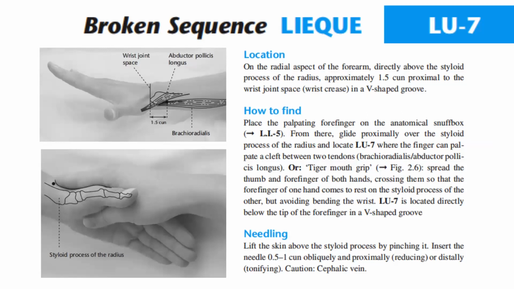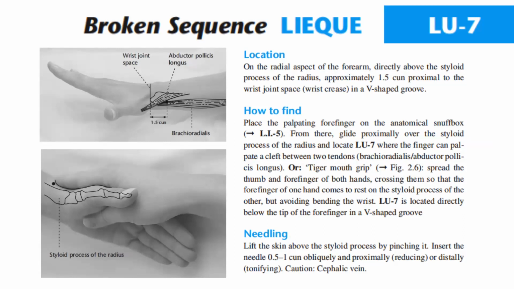Next, we go to Lung 7, Lieque. Location: on the radial aspect of the forearm, directly above the styloid process of the radius, approximately 1.5 soon proximal to the wrist joint space or wrist crease, in a V-shaped groove. How to find?